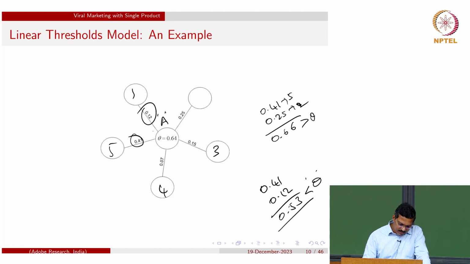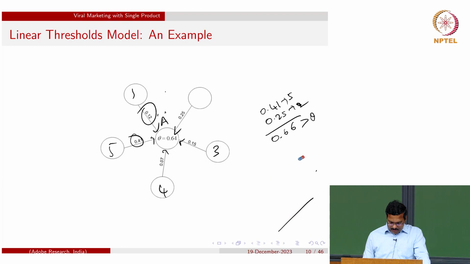Yeah, you can think of, okay, let me put directions. These directions are like this. A can also influence one, but the probability can be very different. It can be 0.49. You are right, yeah. Okay, so did you understand this point so far?